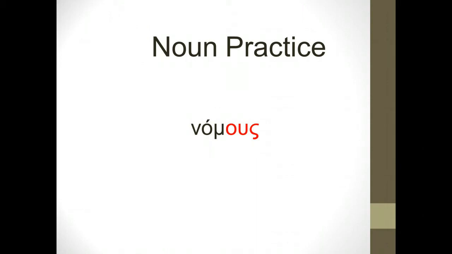Nomous comes from the Greek word nomos. Once again, we have that omicron sigma ending in the vocabulary, so we know it's masculine. The ous ending tells us, as we look at our chart, that it is a masculine plural accusative, so we're not talking about one law, we're talking about many, so it is laws.